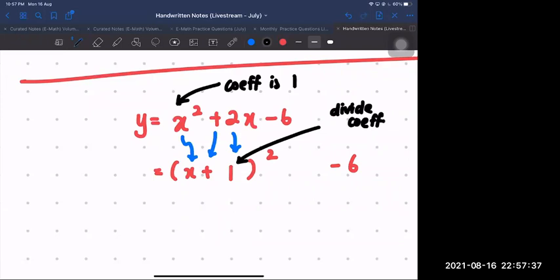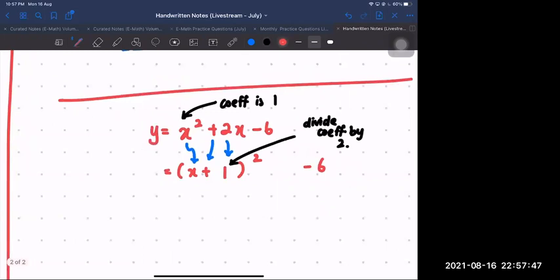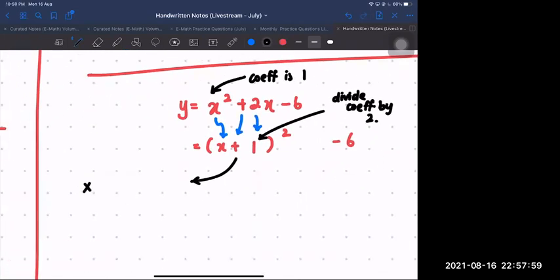coefficient by 2. Why? The reason is because it's in A math, so I'm not going to explain why. But just remember that it's divided by 2. So next you're going to get this term, x plus 1 squared minus 6. Next thing to do is to expand this at the corner. That's what I'm going to do now. Expand. x squared plus 2x plus 1.